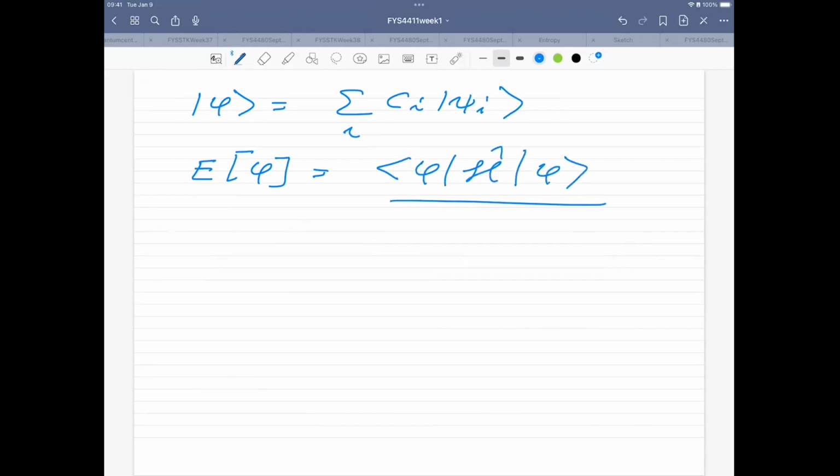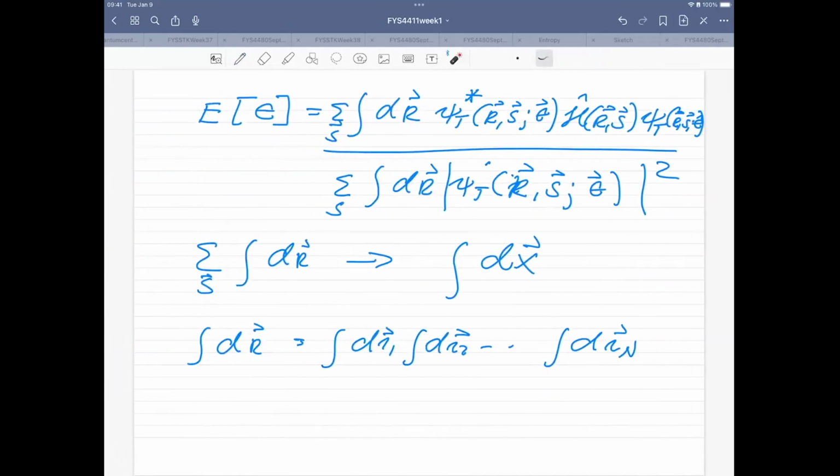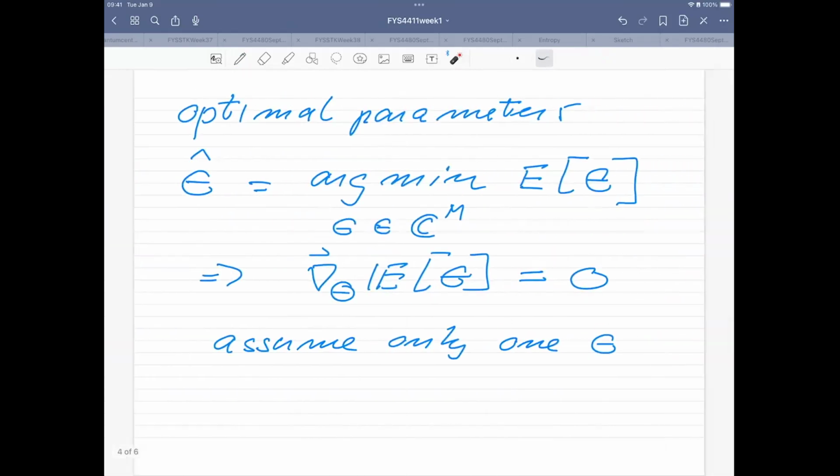And since I haven't normalized this state, I need to normalize it here, okay? This is nothing but the integral which I wrote on the previous slide. So if you look at this expression here, this is nothing but the one which we have here, where we're actually writing everything out in full detail. And the trial wave function here could be this function phi, which I put up.